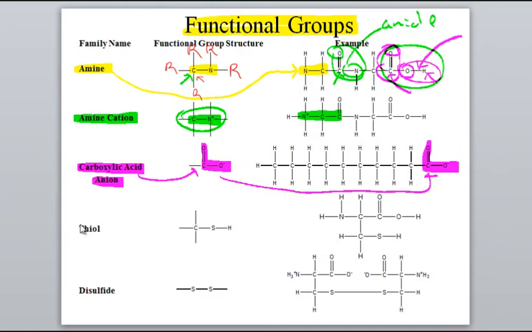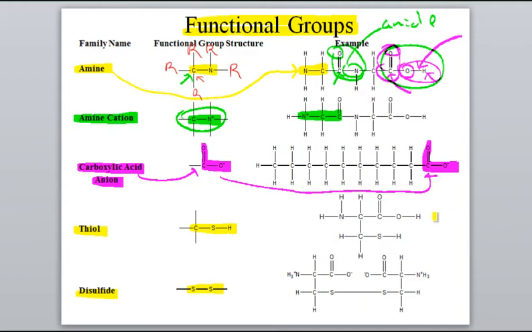The last 2 functional groups that I'm going to introduce are thiols and disulfides. Both of them contain sulfur. A disulfide compared to a thiol, there's a big difference. In a disulfide, it's 2 sulfur atoms bonded together. In a thiol, it's carbon bonded to sulfur, and that sulfur is bonded to a hydrogen.